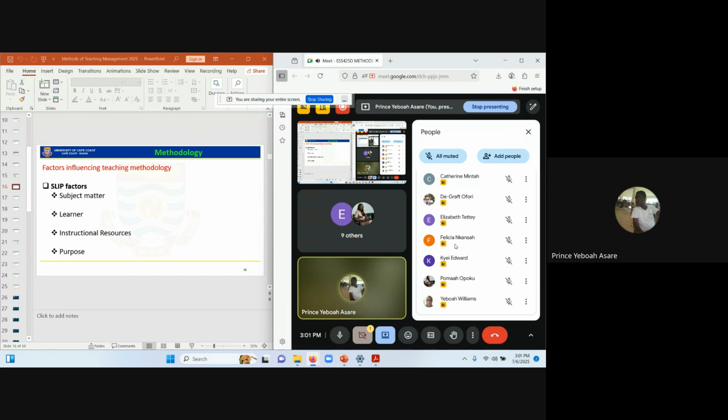Subject matter. We talk about the complexity of the subject matter, the aspect of the subject matter that the lesson is focusing on. Is it about just knowledge? Is it about attitude? Is it about value? Is it about skill development? That is leading us to a method.